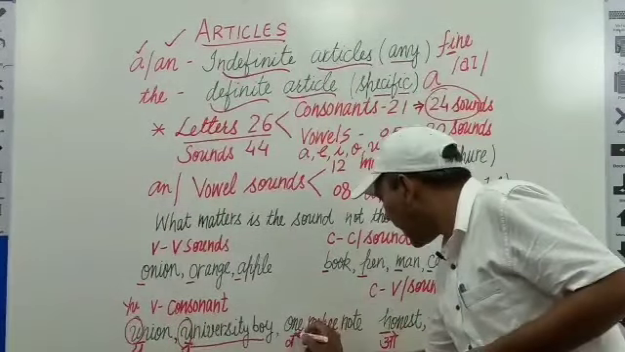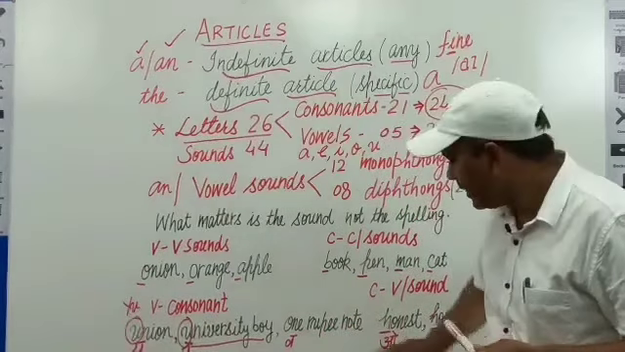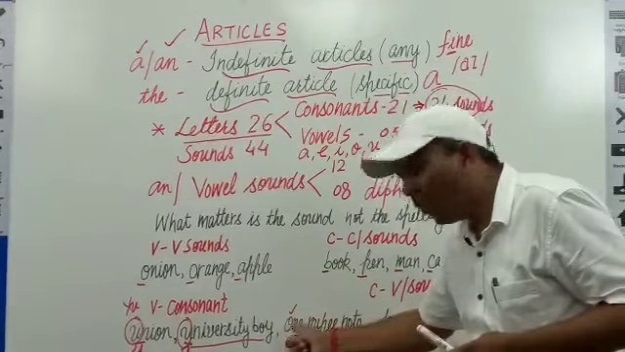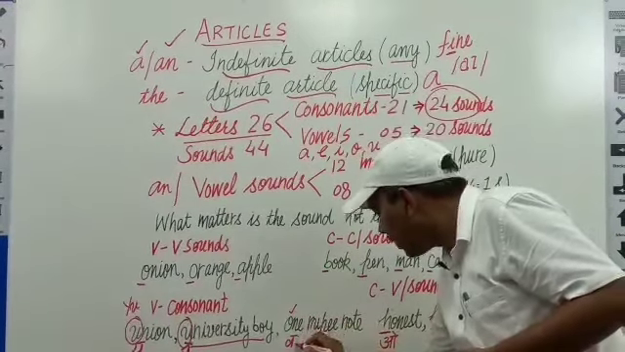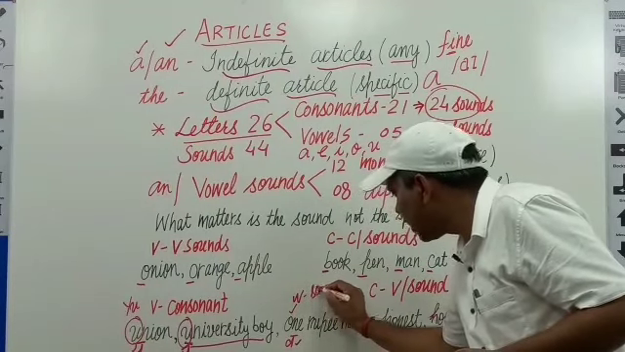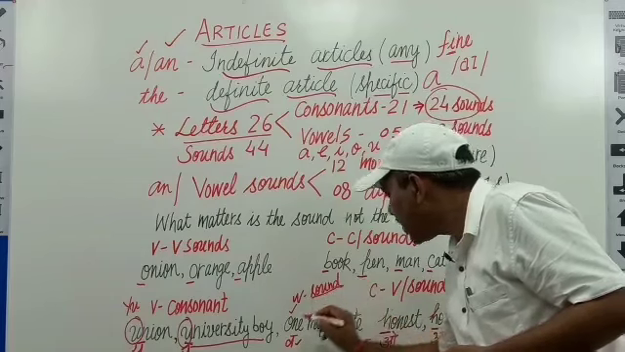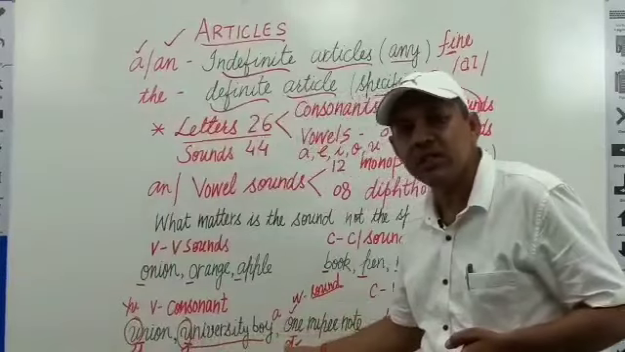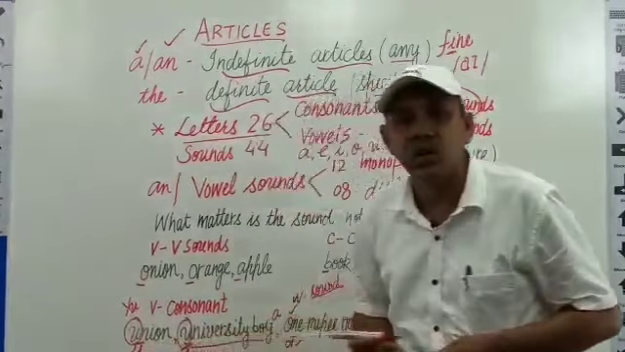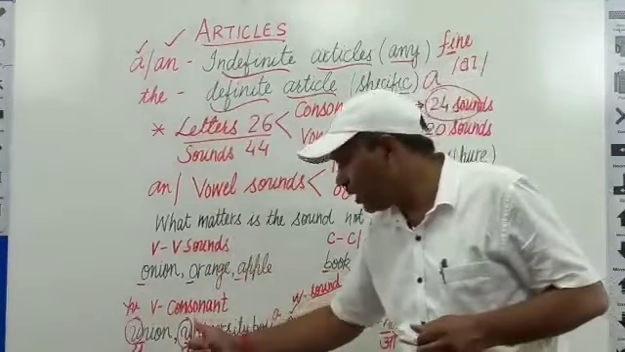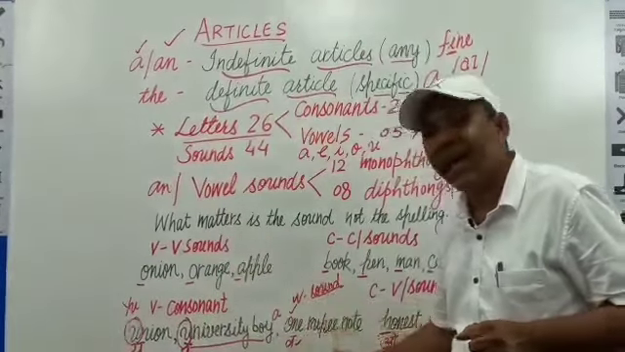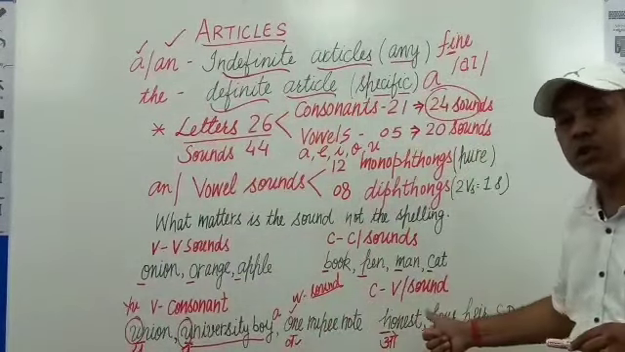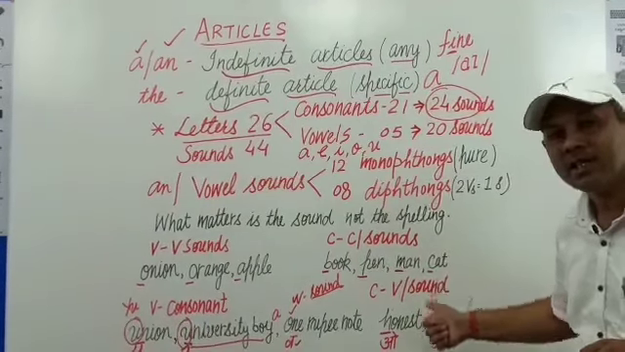Next word one, one rupee note. In this phrase, the first word one, here the vowel O is producing a W sound, not an O sound. That's why we shall use a one rupee note, we shall use a university boy, we shall use a union instead of an union, an university boy, and an one rupee note. Understand?